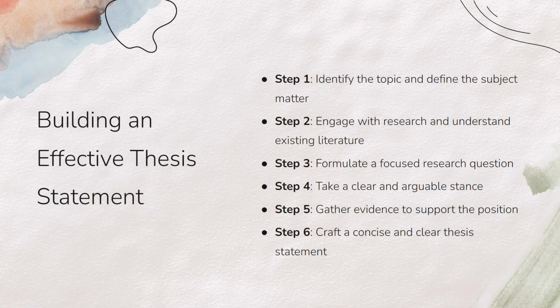Step 1. Identify the topic. Start by clearly defining the main subject matter of your paper. This could be a scientific phenomenon, a theological issue, a literary work, or any scholarly focus. Step 2. Engage with research. Immerse yourself in existing literature related to your topic. Understand ongoing discussions, debates, and gaps in your field. This will help you position your thesis within the broader academic context.